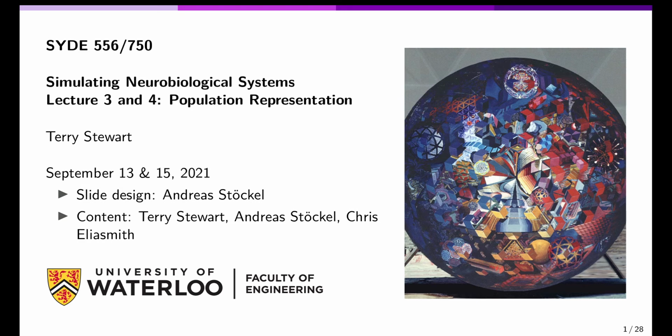Okay, what's happening now? In the last lecture, we talked about an individual neuron. Now we're going to talk about how groups of neurons might work together to represent information. What might that look like? Where are we going to go with that?